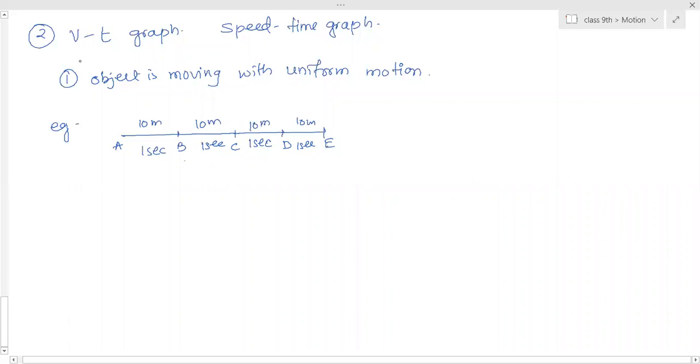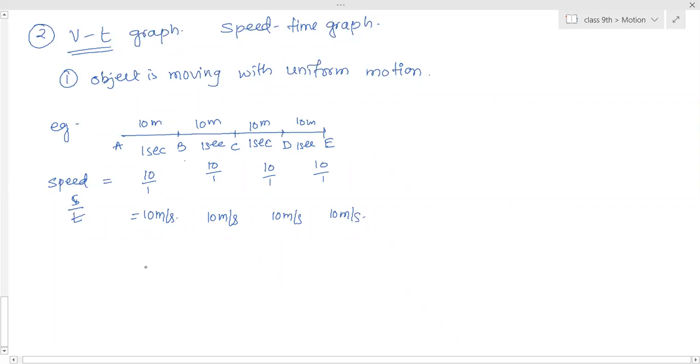But now we are not supposed to draw the distance-time graph. We have to draw the speed-time graph. So we need to calculate the speed at every interval. Speed is equal to S by T, that is 10 by 1, which is 10 meters per second. Again 10 by 1, 10 meters per second. In uniform motion, the speed always remains constant.